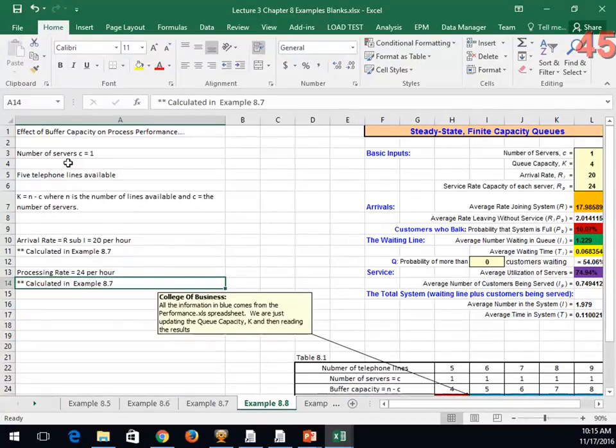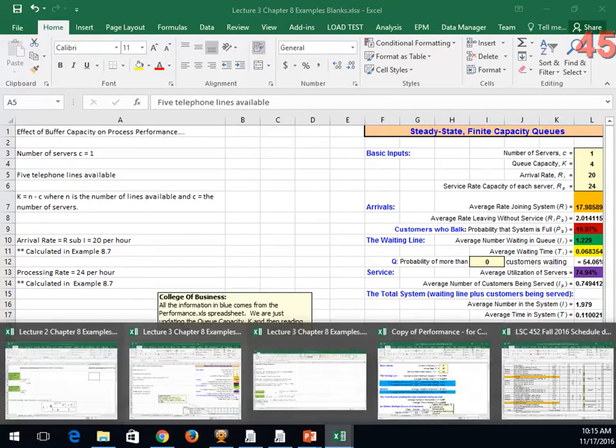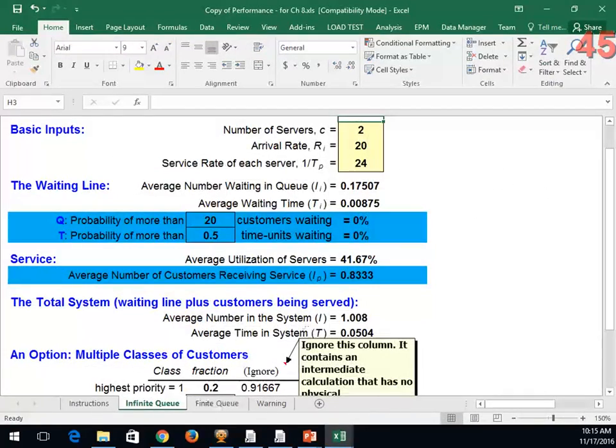that we have 5 telephone lines and 1 server. Okay, so am I now working in an infinite or a finite system? Finite, because I now only have these 5 telephone lines available. Okay, and that changes how we do our inputs a little bit. Okay, so I go to finite.